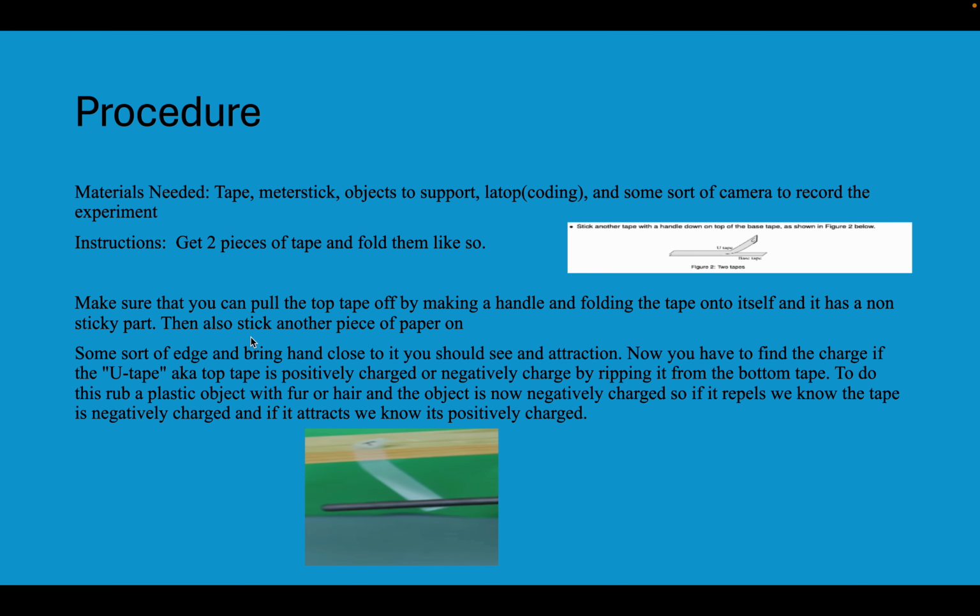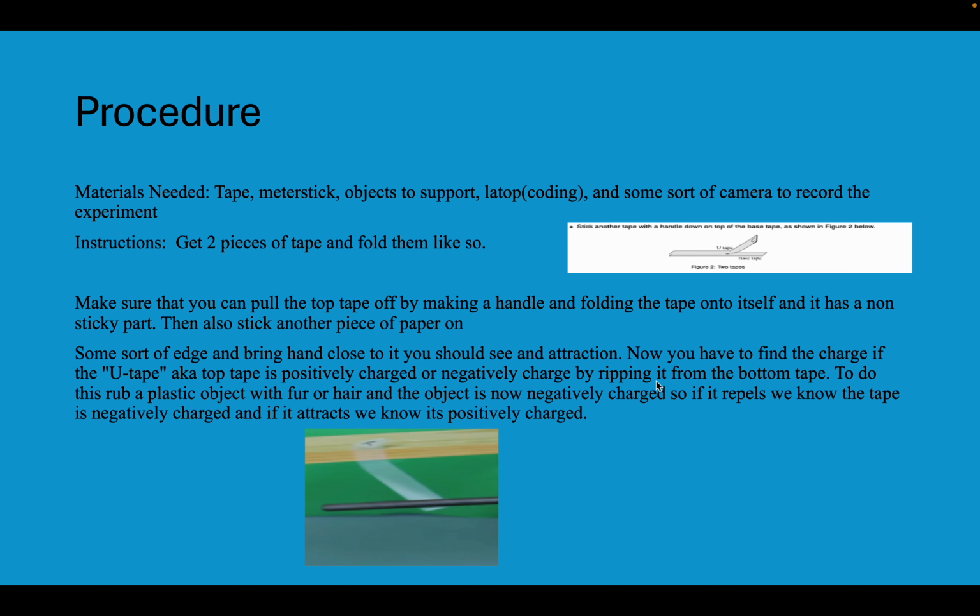All right, materials needed. You need tape, a meter stick, objects to support the tape, a laptop for coding, and some sort of camera to record the experiment. So, instructions: get 2 pieces of tape and fold them like so. Make sure that the top tape has a handle so you can easily pull it off and on.